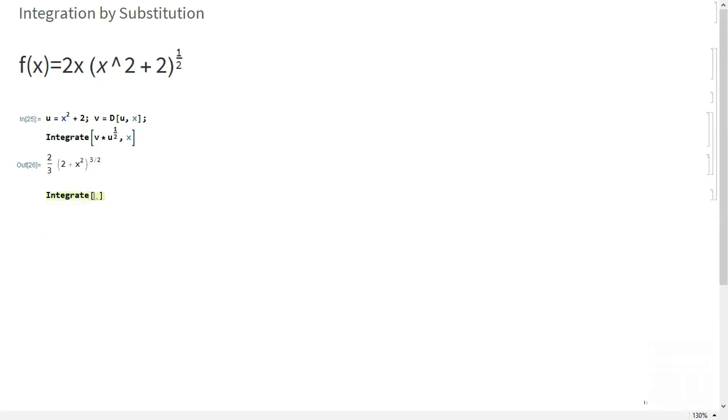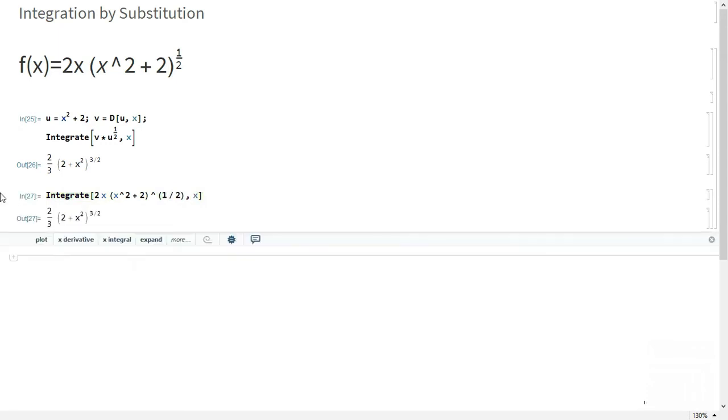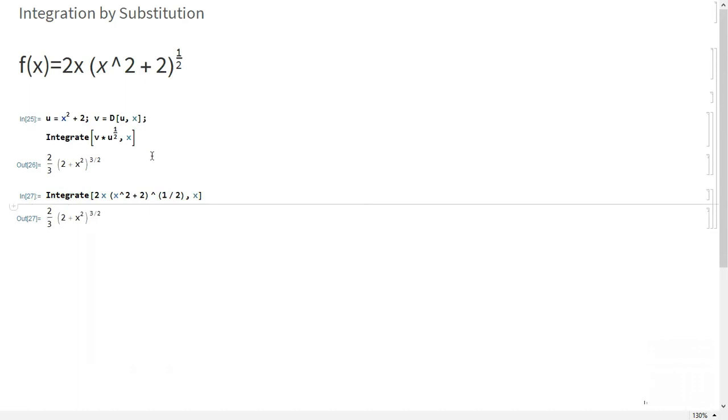Integrate, you type the whole expression, 2x times (x squared plus 2) to the power 1/2, using another bracket, and just type x. Run it. You can see that these two results coincide. So this is the main idea of how we can integrate by u substitution in Mathematica.